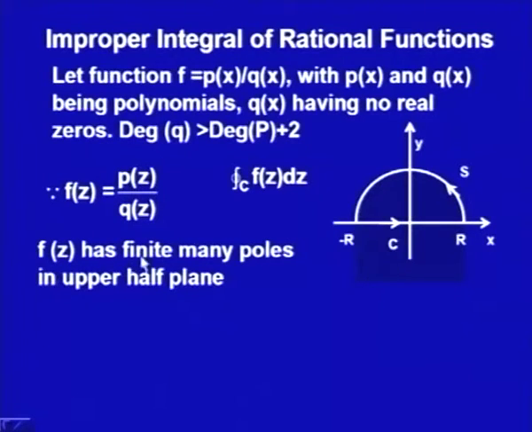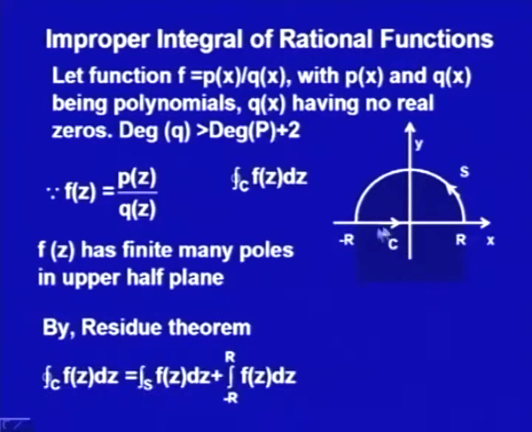Hence, f(z) would have finitely many poles in the upper half plane only, and by the residue theorem we could say that the integral along this closed contour C, which consists of this half circle and the line x is equal to 0 between minus r to plus r, I could write as two contour integrals. One is only the half circle, which I am writing as S, in the counterclockwise manner, the integral of f(z) dz, plus the integral from minus r to plus r of f(z) dz.